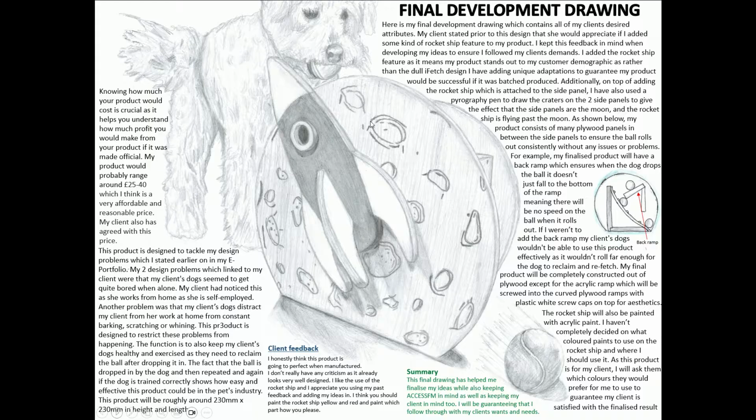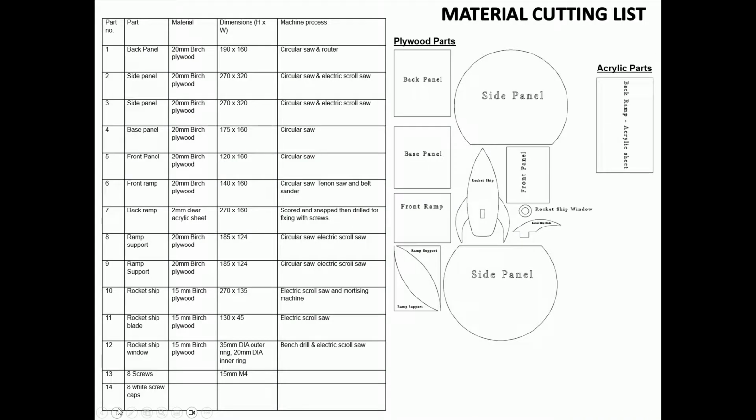Now, my final development drawing. This is actually my dog, and I wrote a lot about the product in general and how it would be made, what it would be made out of, and how it is going to help my client. This is my material cutting list, so it's just straight there. It's pretty, and I did a CAD planned out cutting list on LibreCAD as well, so that's pretty good.